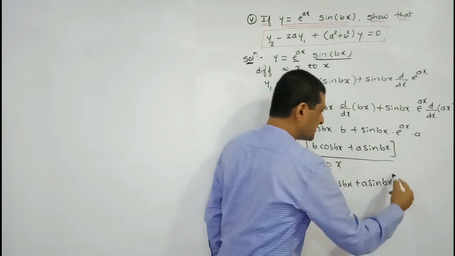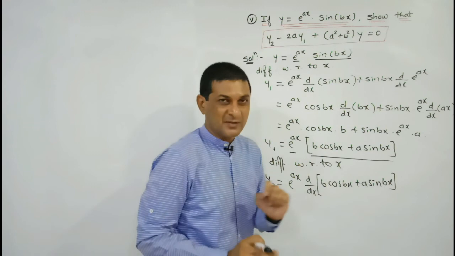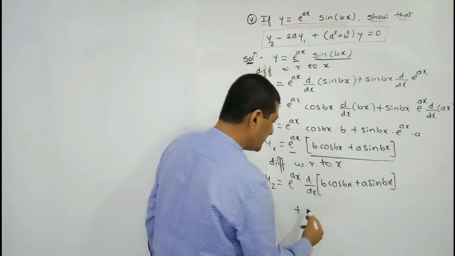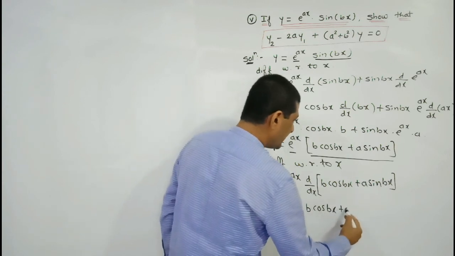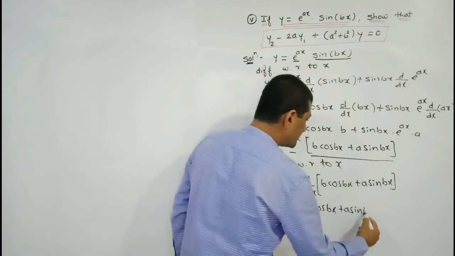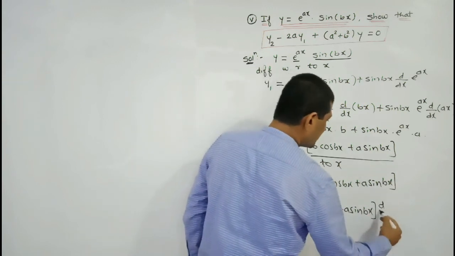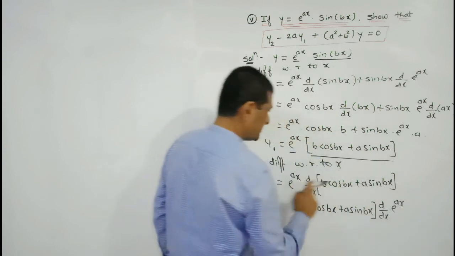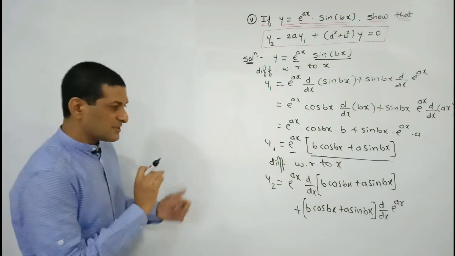Again observe here, we are simply applying product rule. So first term as it is, derivative of second term, plus second term as it is. Second term as it is means what we will get? B cos bx plus a sin bx, keep it as it is, into derivative of first term. Here we can observe that our first term is e raised to power x. So we have just substituted the values in the product rule. Now let us simplify it.